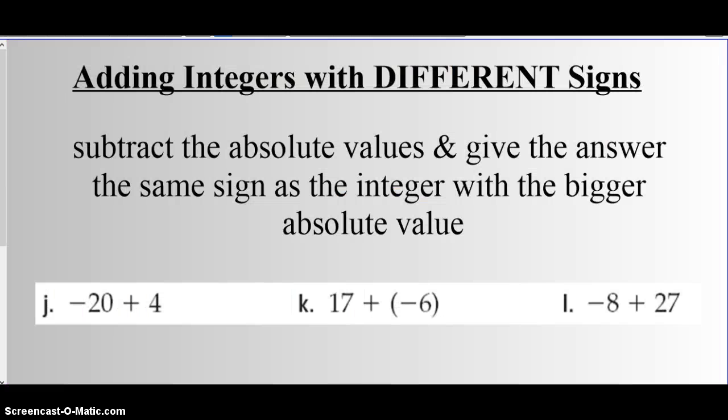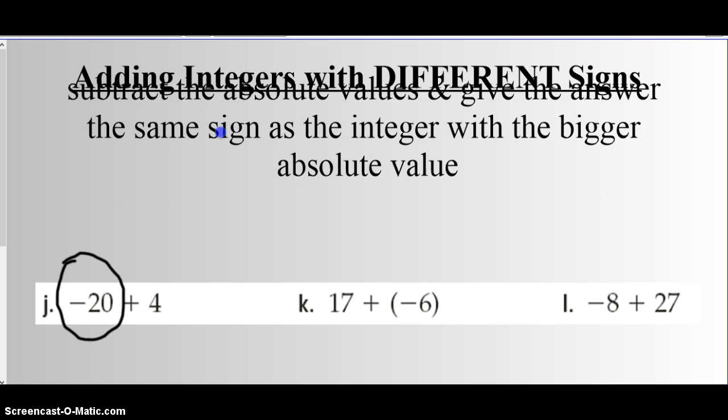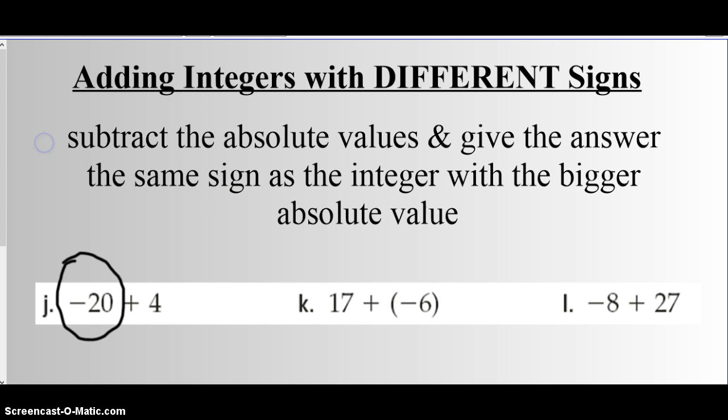Adding integers with different signs, here's some more notes for you to take down. We actually subtract the absolute values, so we're actually doing a subtraction problem. Here, you can think of this as, okay, if I start at -20 on a number line, and I add 4 to that, you would be moving 4 places to the right. We would end up at -16 if we were on a number line and added -20 plus 4.